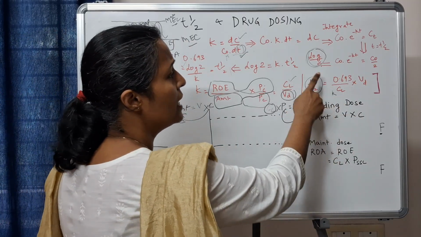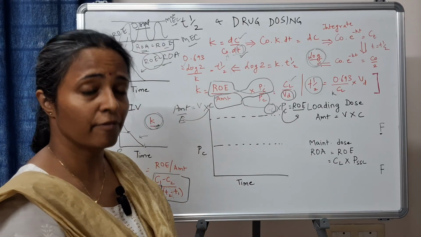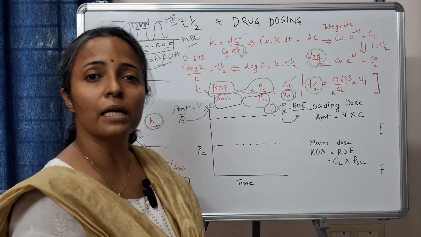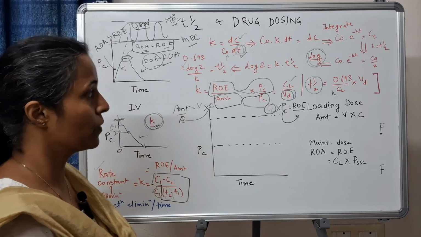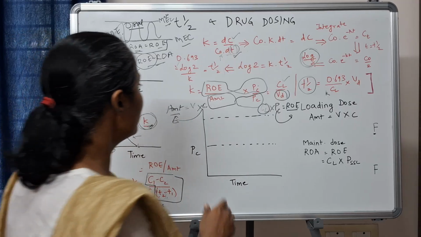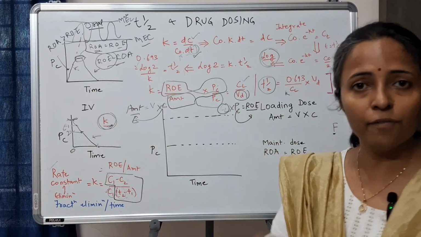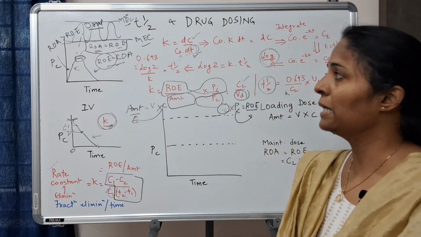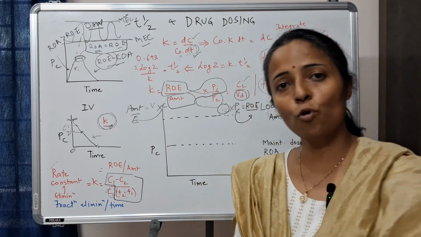The more the clearance, the less the half-life will be. That means the drug is being eliminated from the body faster. Now, when we give a drug, what happens is that it reaches a steady state concentration.